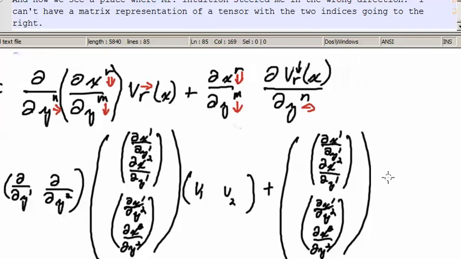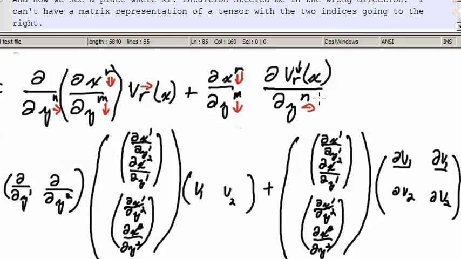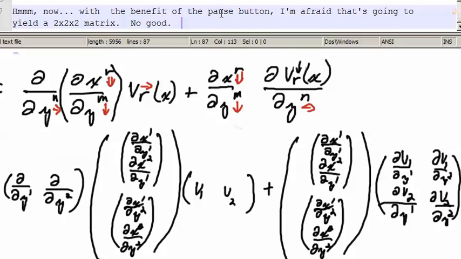So that will be going down with the del v1, del v2, del v1, del v2, and then going across with the del y1, del y2, going across with the del y1, del y2. Now, with the benefit of the pause button, I'm afraid this is going to yield a 2 by 2 by 2 matrix. That's no good.